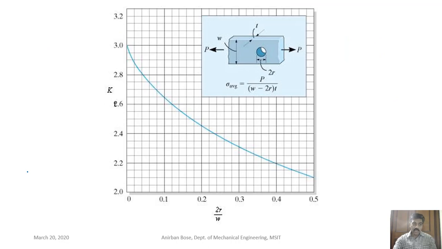Now what I have told you, here you can see this is Kt, and these Kt values are shown. How can we find the Kt values for this kind of loading? Suppose there is a plate, loaded axially like this, and some hole is there. If the hole diameter is like this and the width is like this, then how can you find the Kt values from the graph?